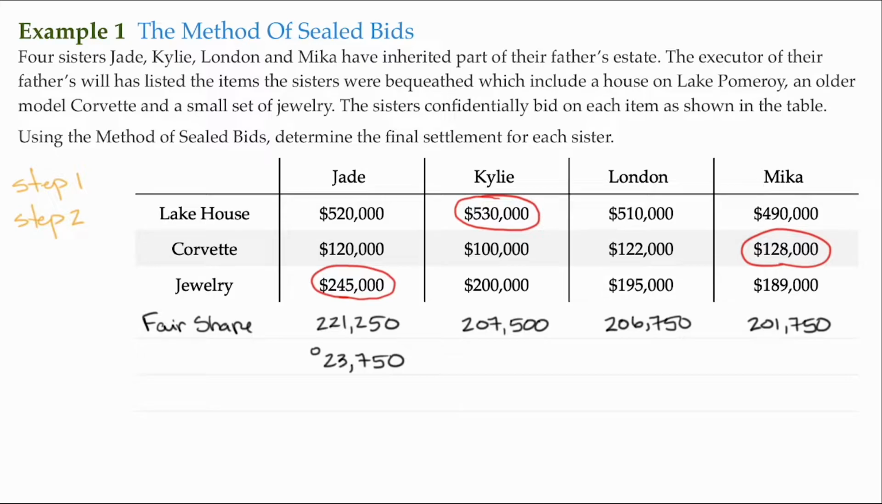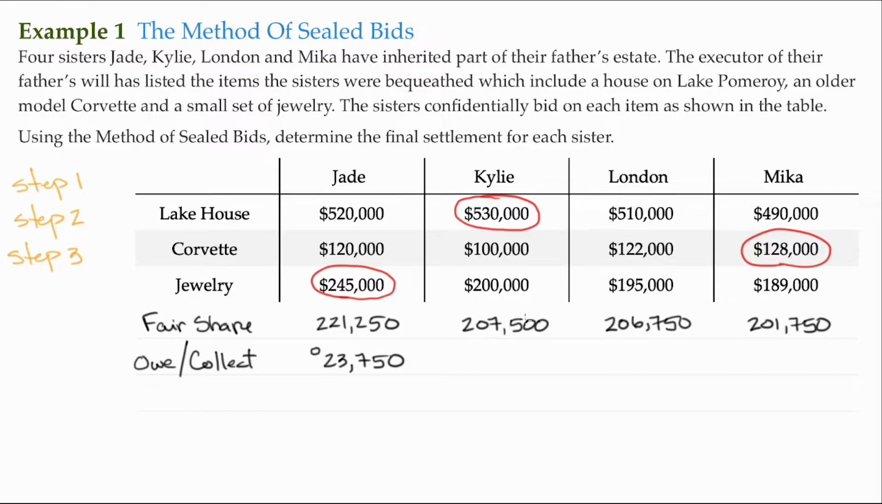This is actually step 3, and I like to write it as owe and collect. Some players may owe, some may collect, some may break even. But Jade has to owe back because she's getting more than her fair share, so she owes the difference back into the estate.